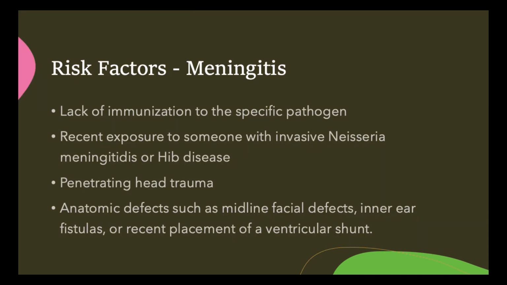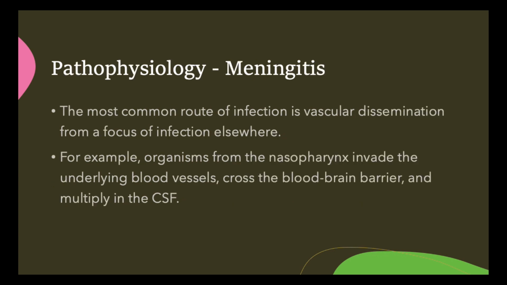Risk factors for bacterial meningitis include lack of immunizations, recent exposure to someone with a pathogen known to cause bacterial meningitis, penetrating head trauma or even recent surgery, or really any way that there is a path for bacteria to enter the brain. This includes anatomical defects. The most common route of infection in bacterial meningitis is bacteria that originated from somewhere else and passed the blood-brain barrier into the brain.